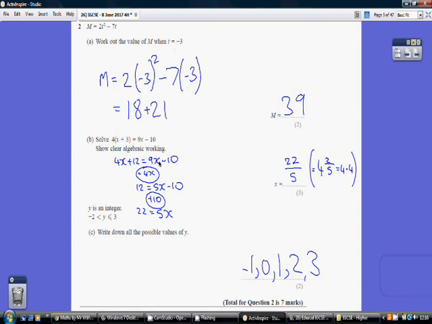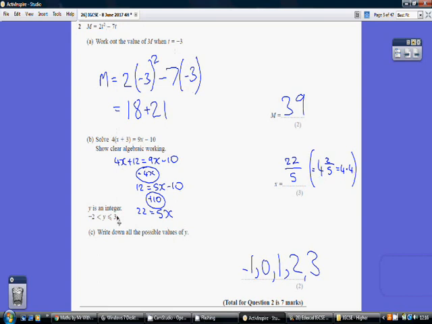So I'm going to take all my x's to the right, all my normal numbers to the left. So I'm going to start off looking at the x's, so I'm going to take away 4x from both sides, giving me 12 equals 5x minus 10. Then I'm going to add 10 to both sides, 22 equals 5x. Then I'm going to divide through by 5, so x equals 22 over 5, or 4 2/5, or 4.4.